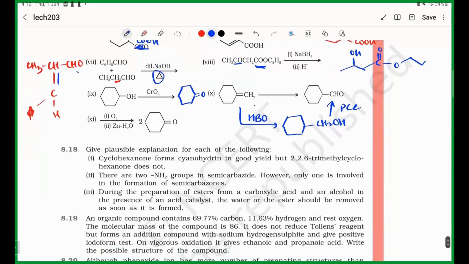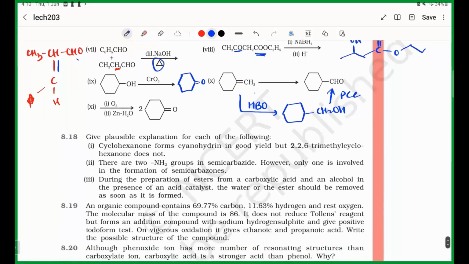So finally, look at the 11th part. Some product upon ozonolysis gives you two molecules of this cyclohexanone. Well, ozonolysis just simply splits the double bond apart and puts in an oxygen atom at either end of the broken double bond. It's a way you can think about what ozonolysis does. Which means your original starting product must have been, that's it.